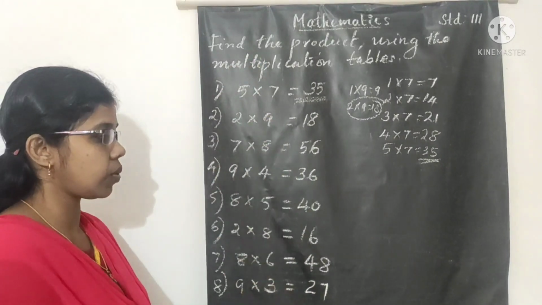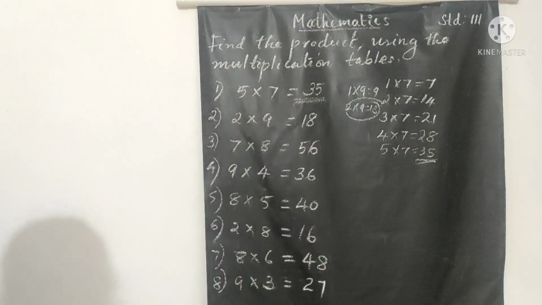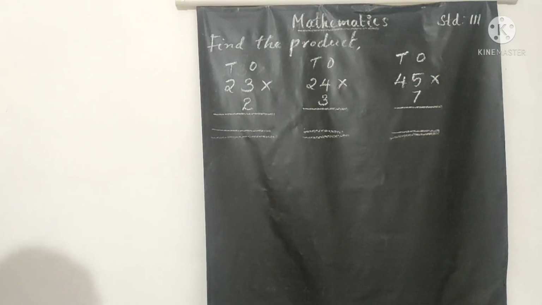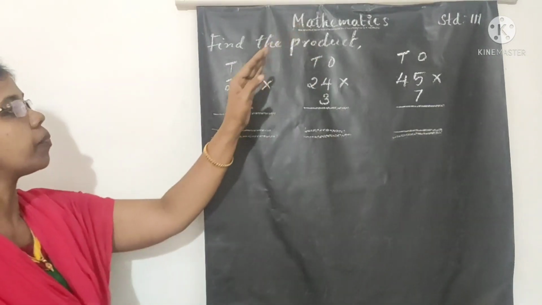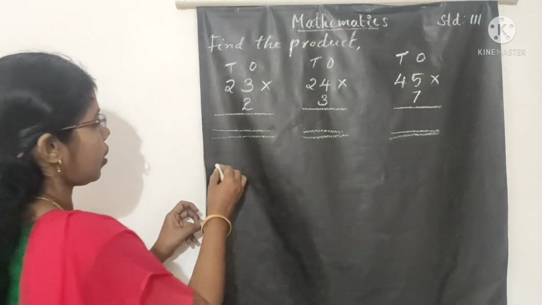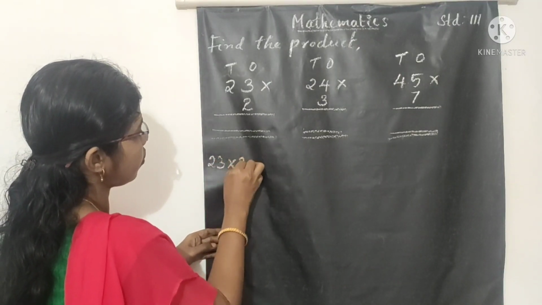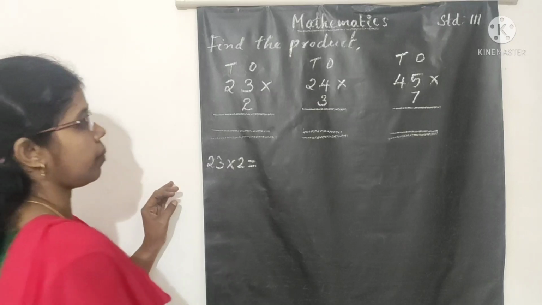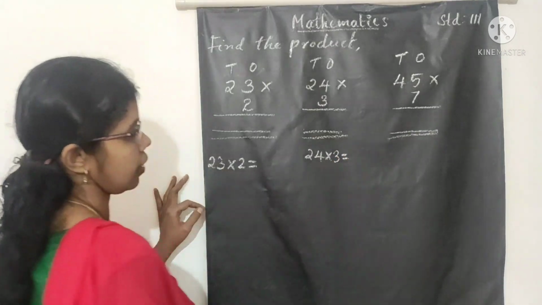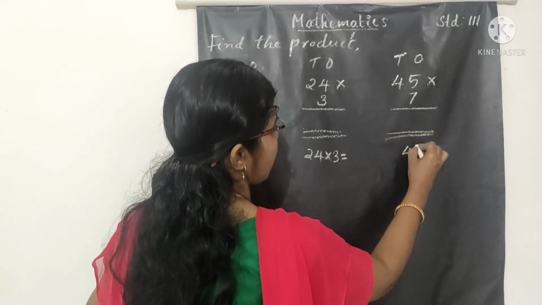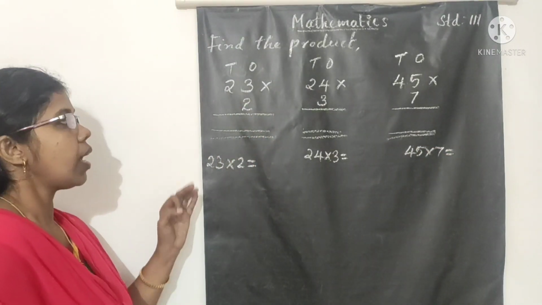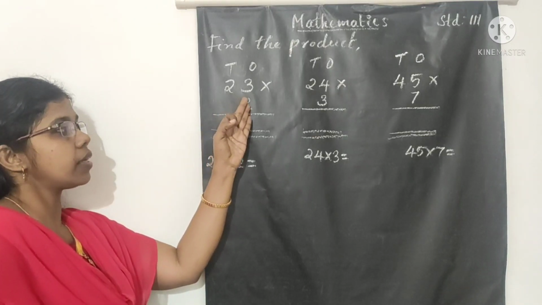First write this in your notebook. Next question. Find the product of 23 into 2. This is the question. Then next, find the product of 24 and 3. Here, find the product of 45 and 7. Okay, this is our question. Find the product of 23 and 2.